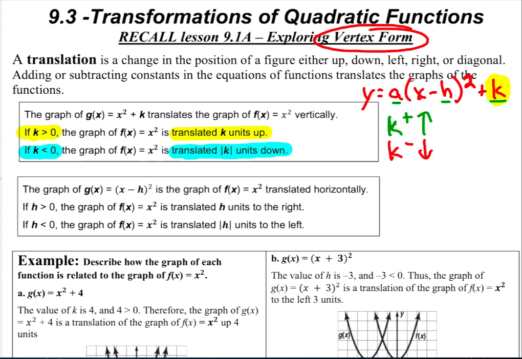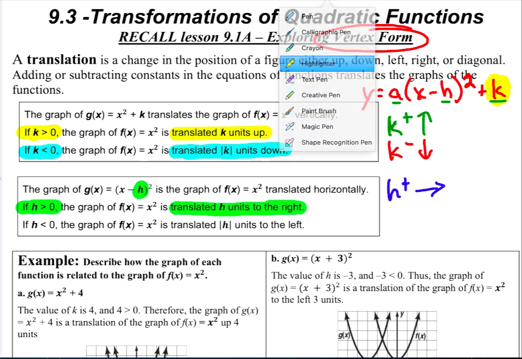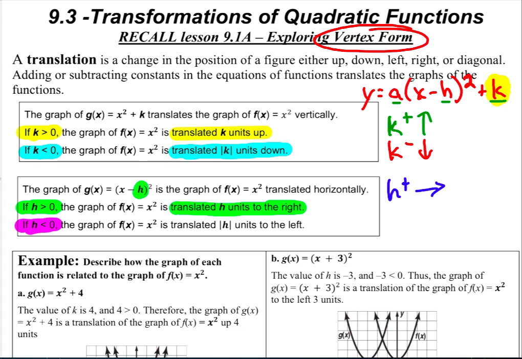Then I look at my h value. So that's that h on the inside. Remember, h is being subtracted from x. If that h value is greater than 0, if h is a positive number, it's going to move that many units to the right. So if h is a positive, it's going to move to the right. If h is a negative number, it's going to get moved that many units to the left. So if h is a negative, it's going to move that many spots to the left. So my k value, what gets added on at the end of the problem, causes it to shift up and down. My h value is what makes it move left and right.